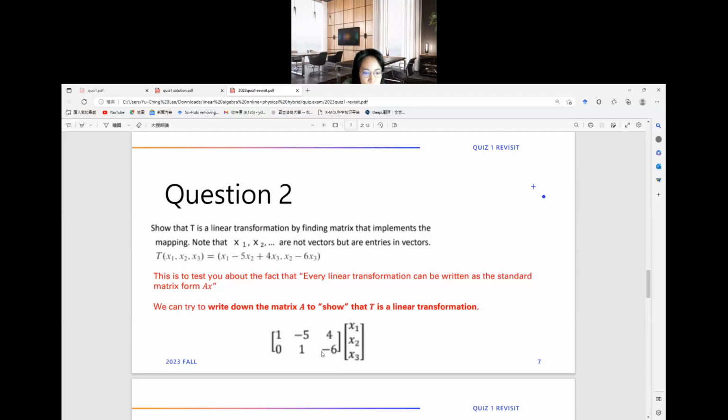So I have created such a matrix A times vector x, and x has 3 elements, x1, x2, and x3. And this expression is a matrix expression. The result of this matrix expression is identical or equivalent to this T of x function. So this process has shown that this function can be written in matrix form. Because of this result, we can say that T is a linear transformation. The keyword is the phrase linear right here.